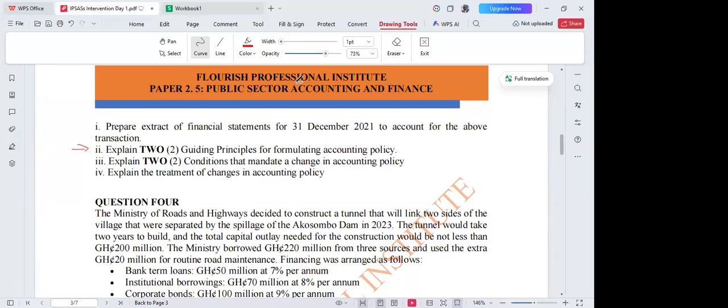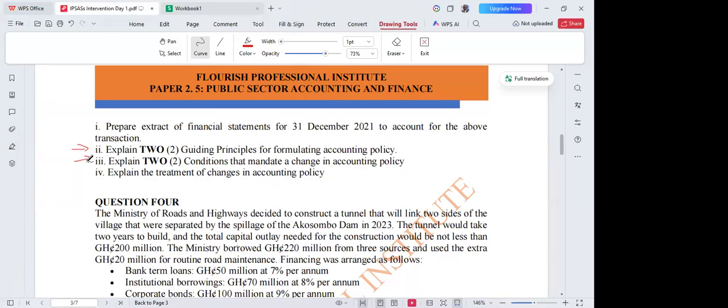Okay, so these are the two guiding principles: relevant and then reliable. Relevant to decision making and accountability, and then reliable. And we say it's reliable when it has the traits. I hope you remember the traits for reliable: faithful representation, neutral, prudent, and the others. Okay, let's go to the second one.